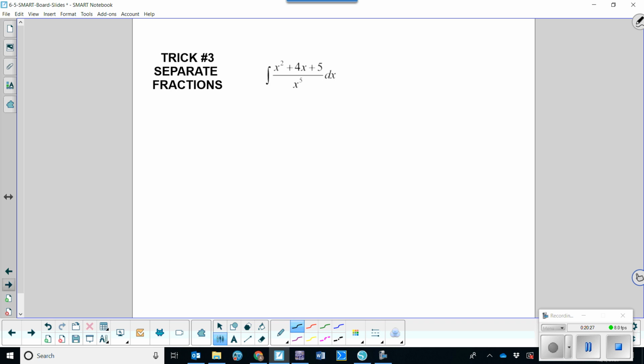Now, here is something really important that you really, really, really need to listen to. There is no quotient rule for integration. Very important. There is no quotient rule for integration.